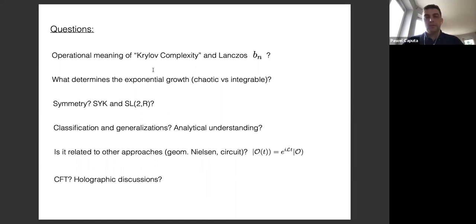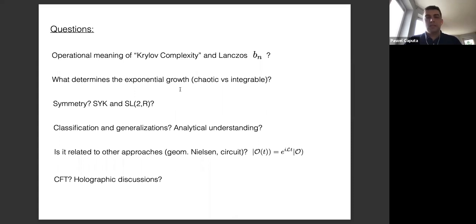If you're not familiar with circuit complexity, that doesn't matter. It will not play an important role. And then we wanted to understand what is actually the meaning of these b_n. Why are they so useful that we can characterize the system by these b_n? And in particular, we wanted to understand what determines exactly this exponential growth of Krylov complexity. How can we say that a certain model is chaotic versus integrable based on some universal general principles?